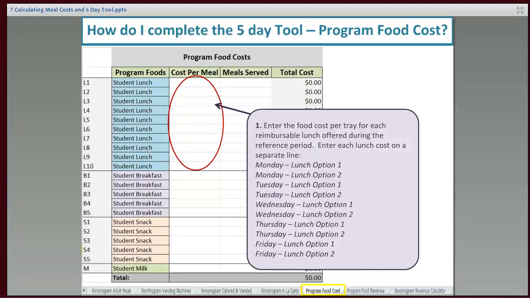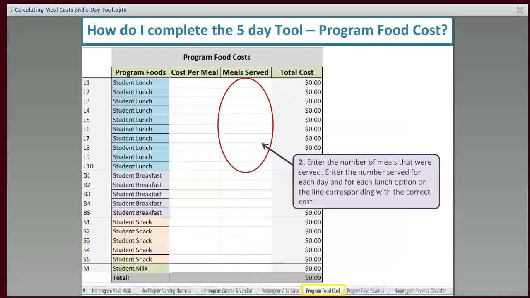Again, if you're selling multiple options in each of those menus, you can either average those out or you can choose the most popular menu choice for each day. So you'll enter in Monday lunch, Monday lunch option 2, Tuesday lunch, Wednesday lunch, Thursday and Friday lunch. Then you'll enter the number of each of those meals served.